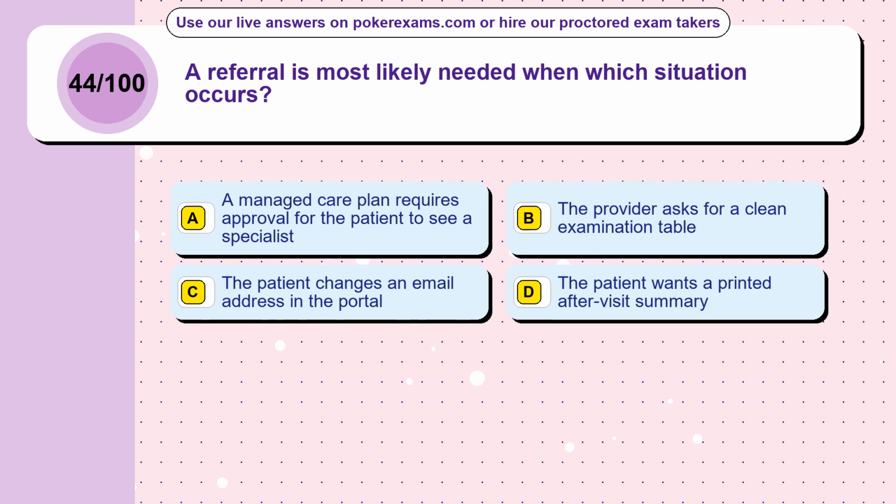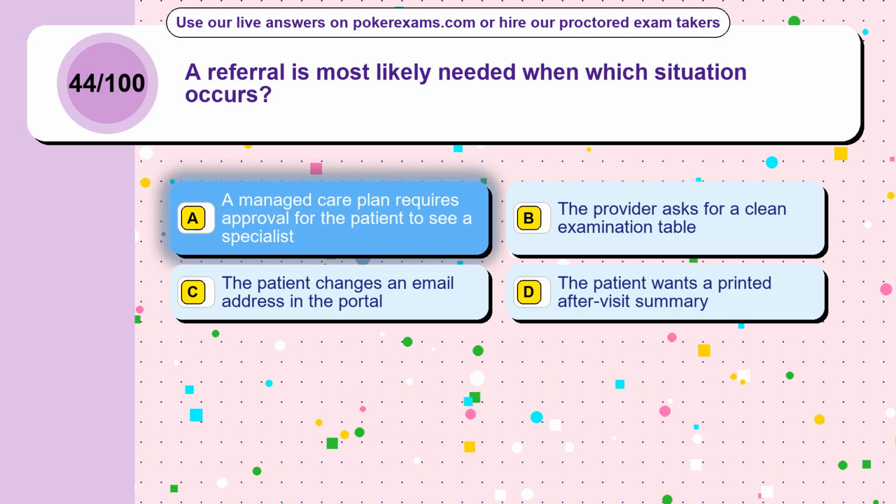Question 44. A referral is most likely needed when which situation occurs? Option A. A managed care plan requires approval for the patient to see a specialist. Option B. The provider asks for a clean examination table. Option C. The patient changes an email address in the portal. Option D. The patient wants a printed after-visit summary.